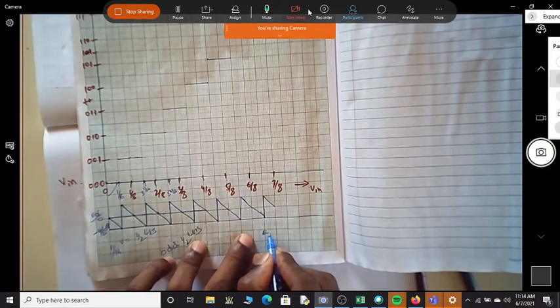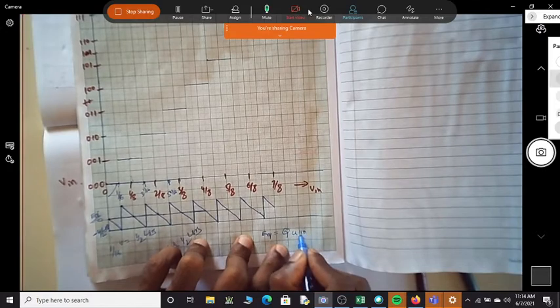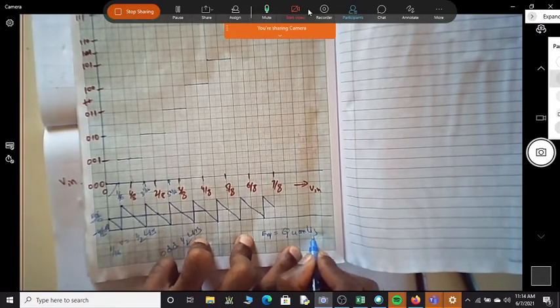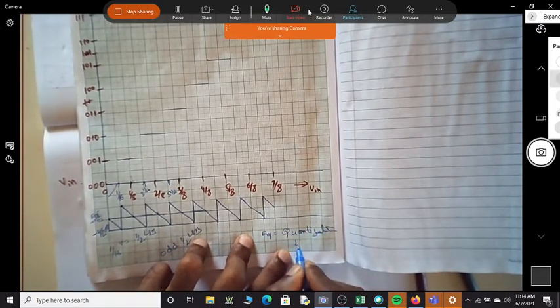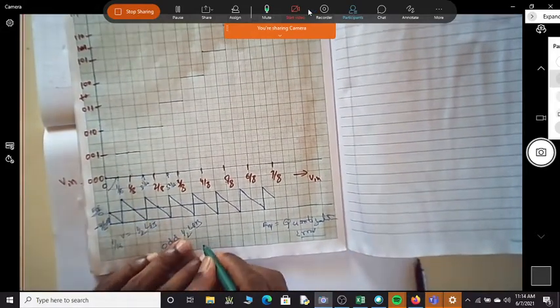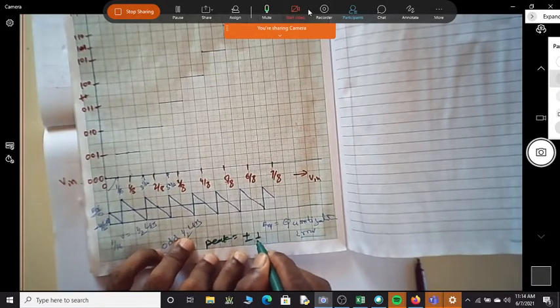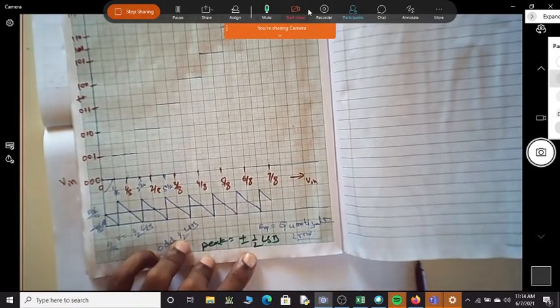This is EQ, what is known as quantization error. The peak of quantization error is plus or minus half LSB.